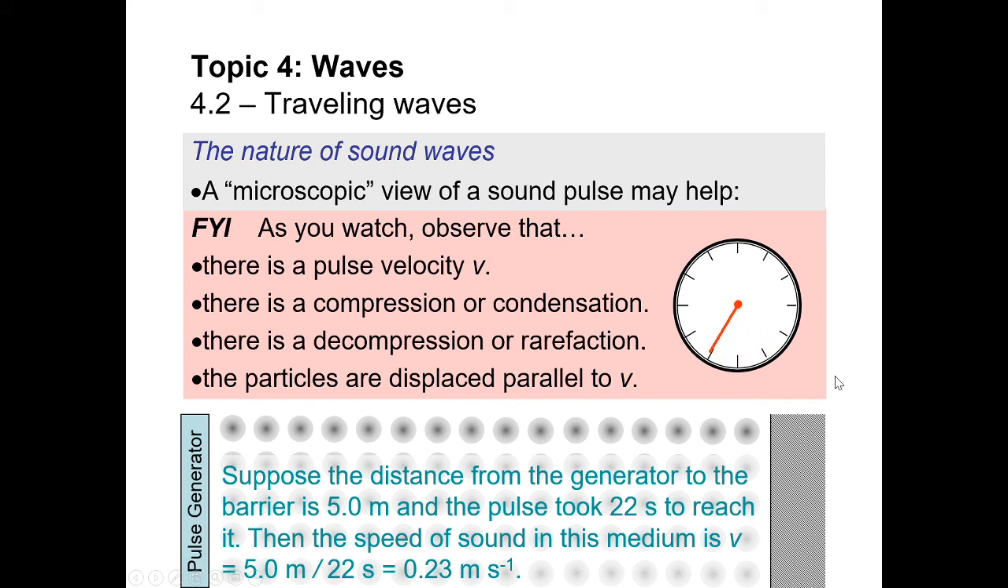Suppose the distance from the generator to the barrier is 5 meters and the pulse took 22 seconds to reach it. Then we can figure out the speed. If there is no acceleration, speed is equal to distance over time. So the distance being 5 meters and the time being 22 seconds, we have 0.23 meters per second.